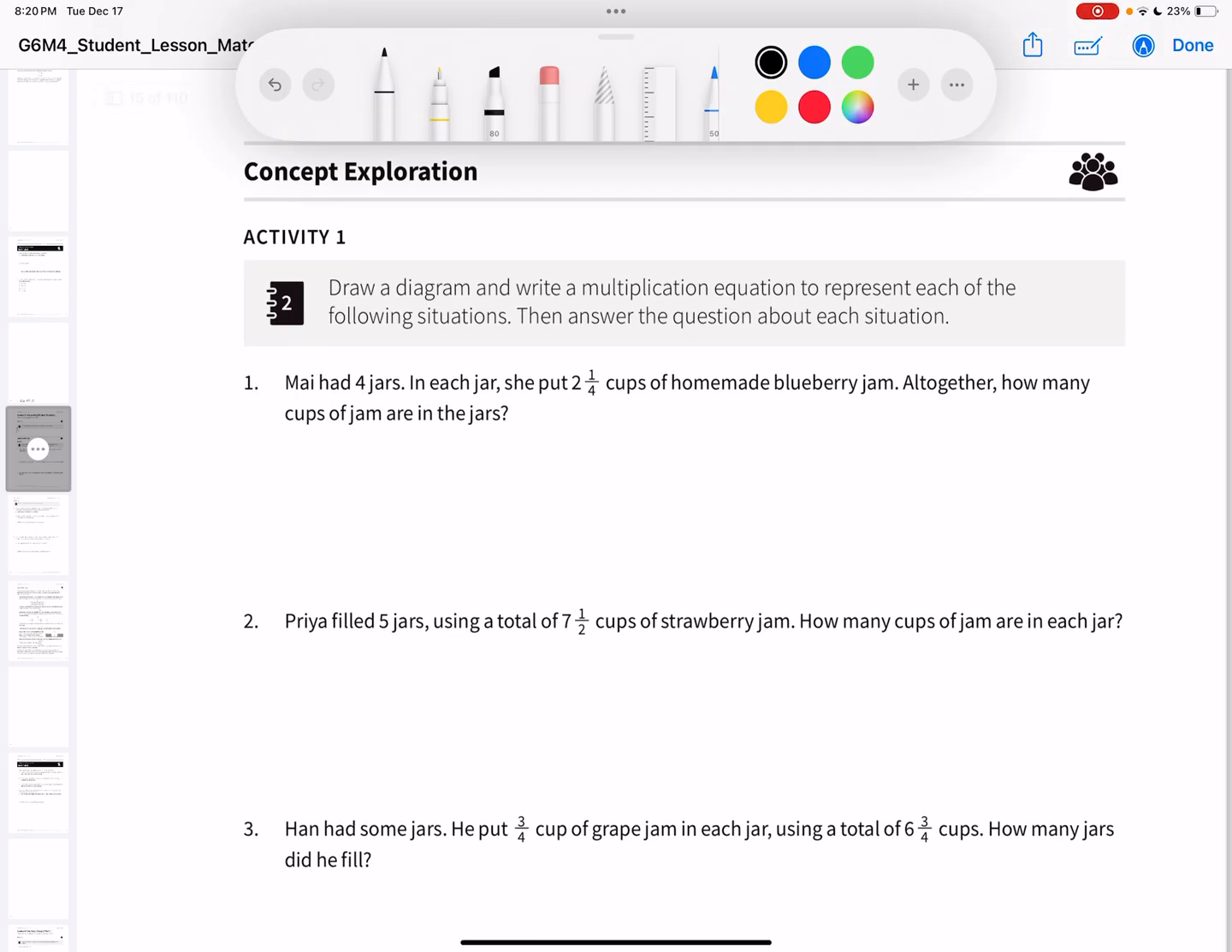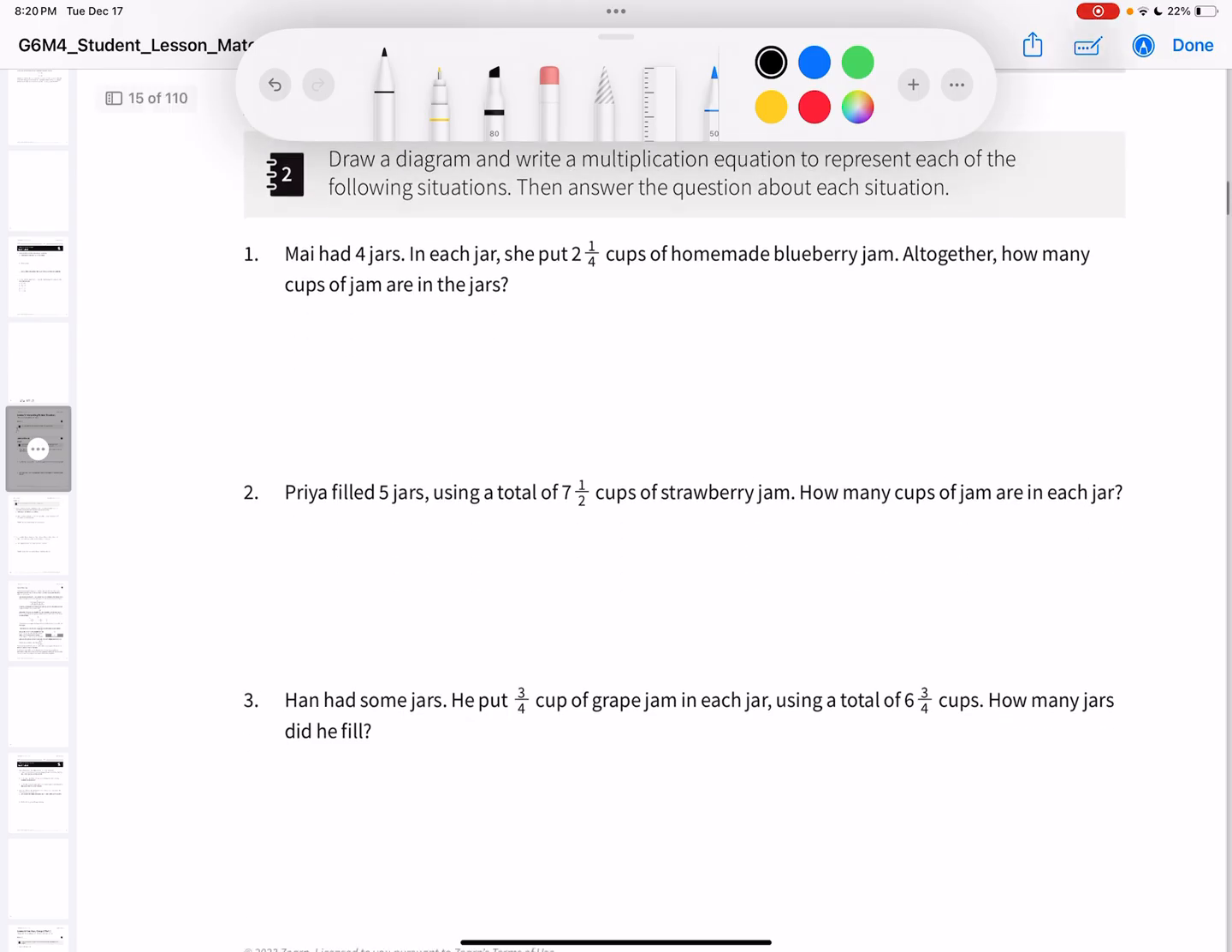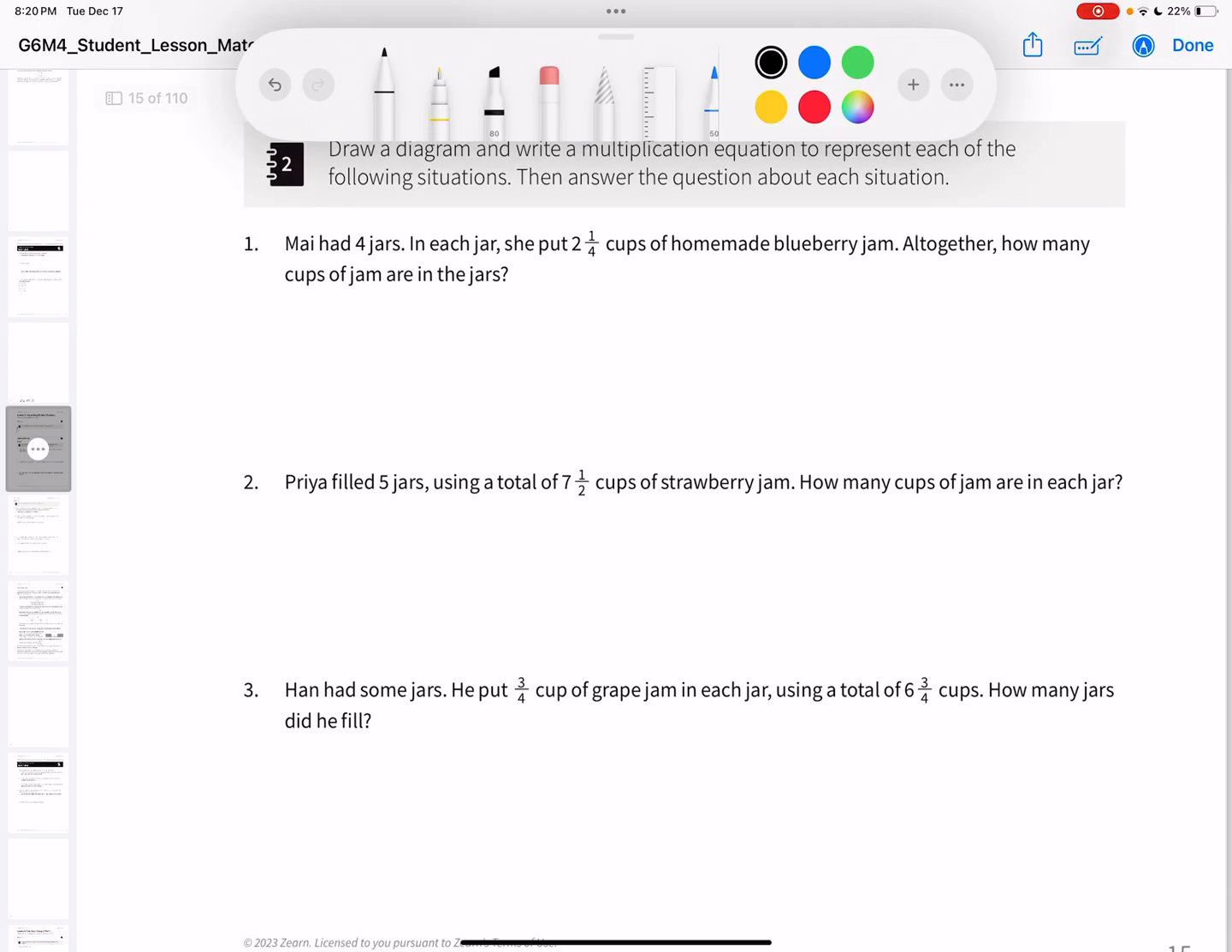activity. Okay, activity 1 says, draw a diagram and write a multiplication equation to represent each of the following situations. Then answer the question about each situation. All right, May has 4 jars. In each jar, she puts 2 1/4 cups of homemade blueberry jam. Altogether, how many cups of jam are in the jars?